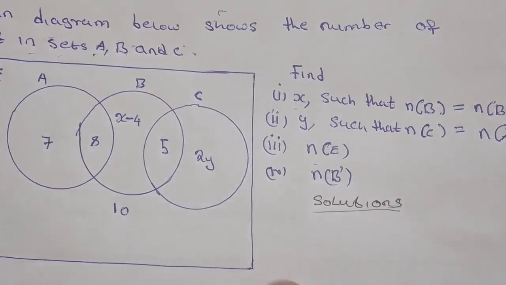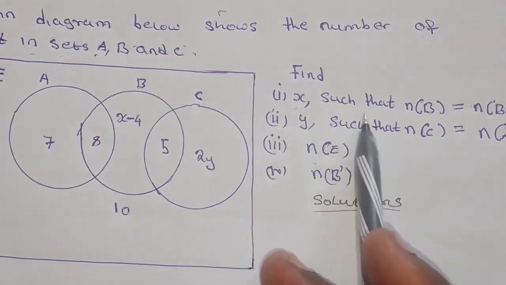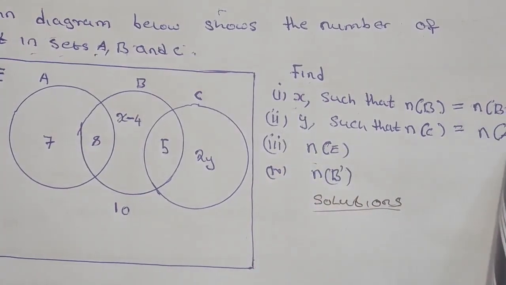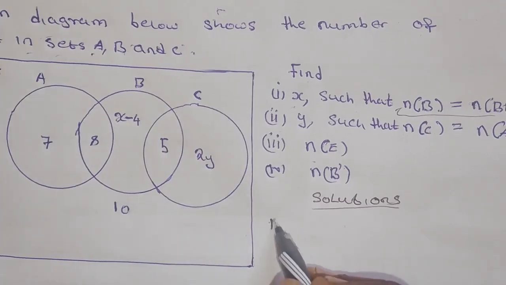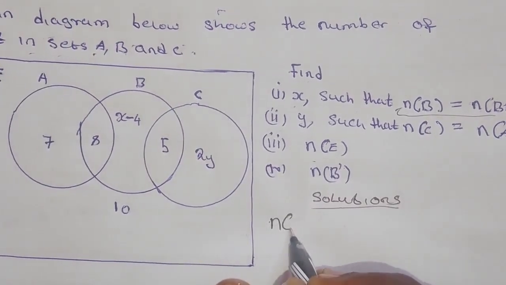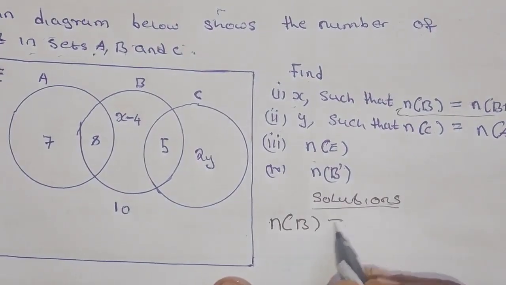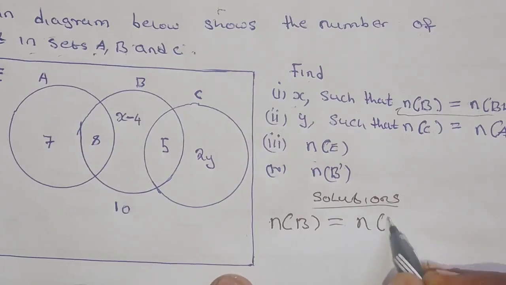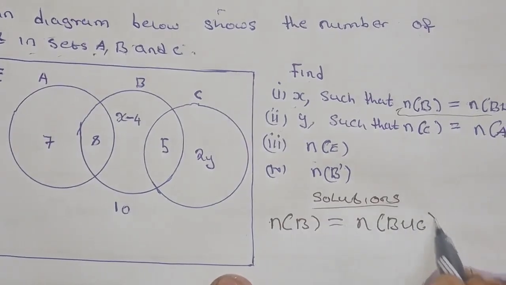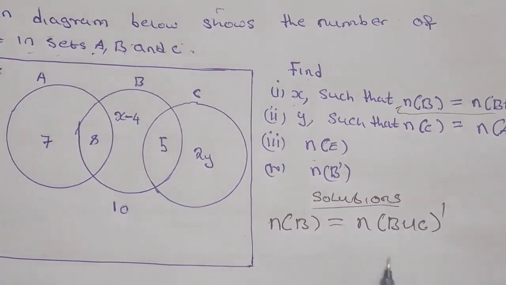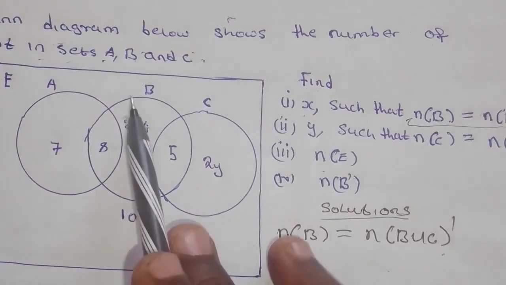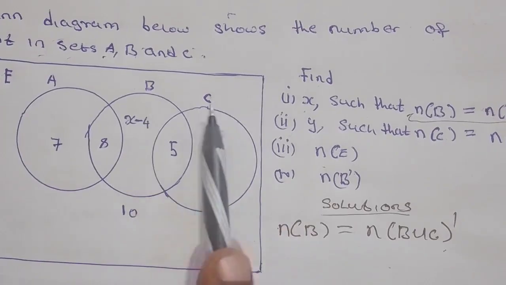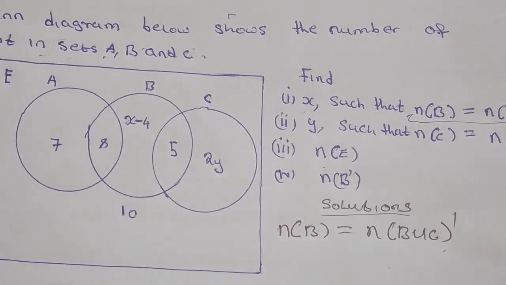Solutions. The first question says, find x such that n(B) is equal to n(B union C)'. So we have this important statement, n(B) is equal to n(B union C)'. First of all, (B union C)' means the numbers that are not in B and C. So this is what they mean.